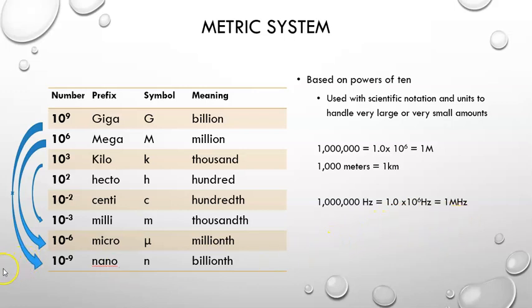Now it's important for you to recognize in this picture that I have here that 10 to the 3 and 10 to the minus 3 are reciprocals of each other. So therefore kilo is a reciprocal of milli. Mega is a reciprocal of micro, and giga is the reciprocal of nano.